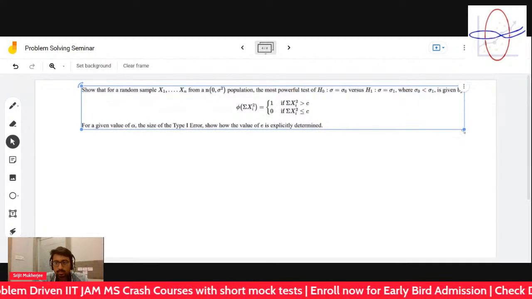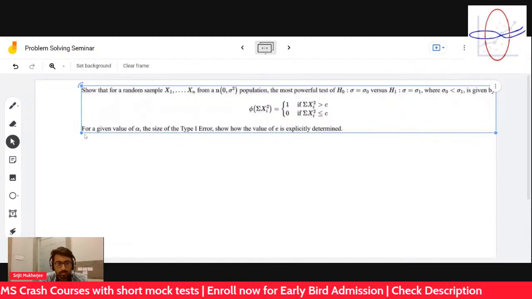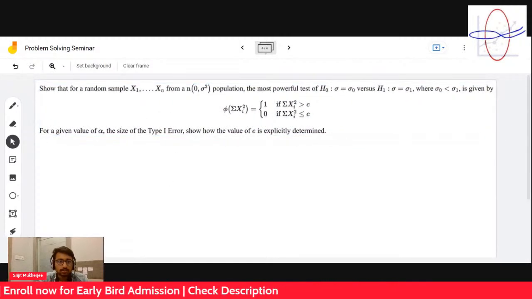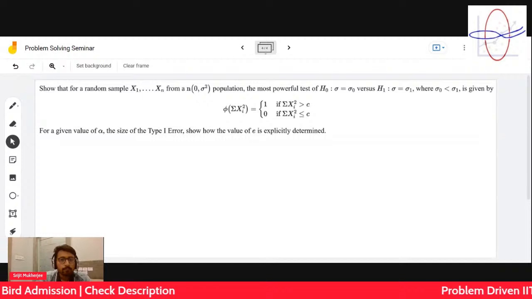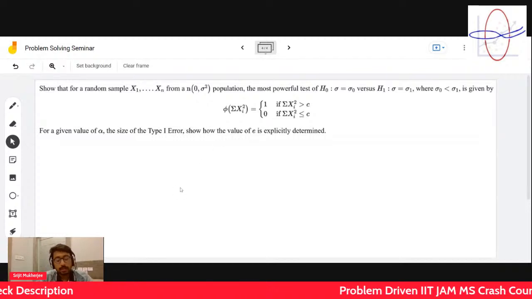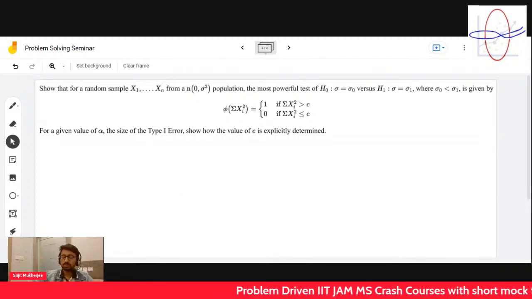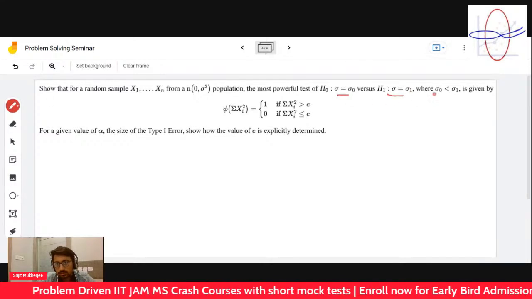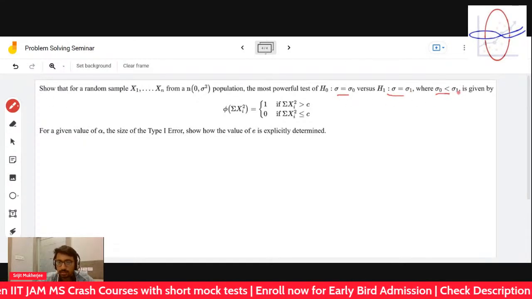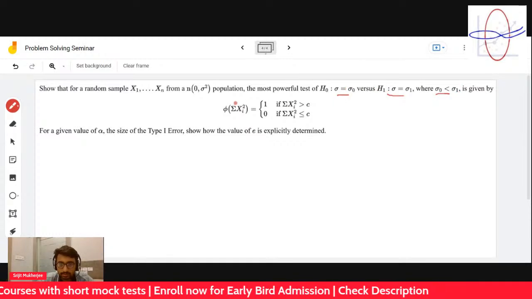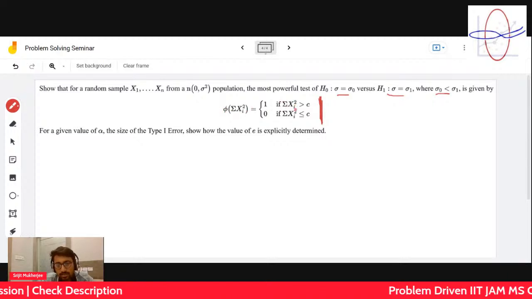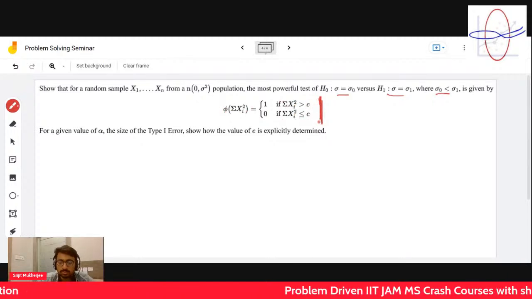Show that... okay, the problem asks you to show that for a random sample x1, x2, ..., xn from normal 0 comma sigma square, where sigma 1 is greater than sigma naught, the most powerful test is given by this. That means this is phi. You reject if this happens, and you accept if this happens.